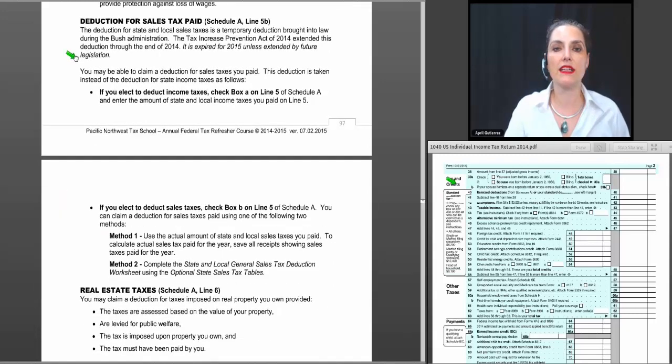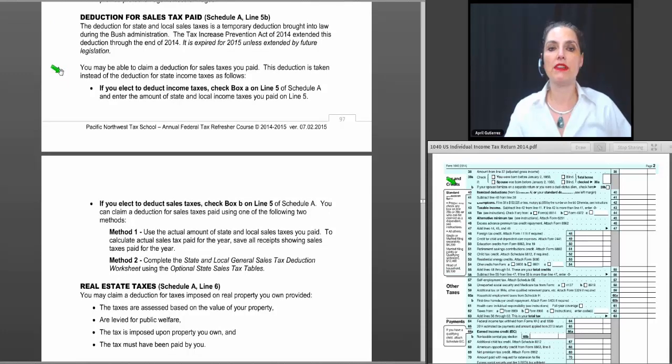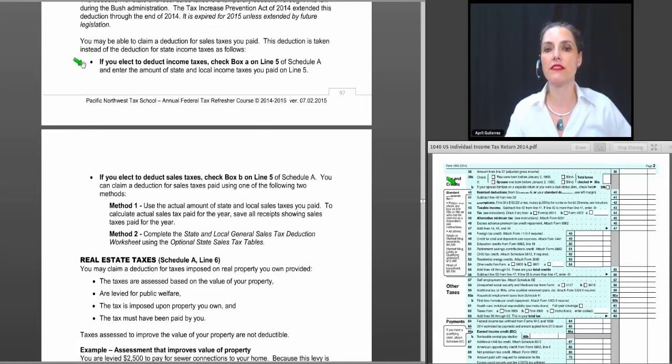Deduction for sales tax paid, claimed on Schedule A, line 5B. The deduction for state and local sales taxes is a temporary deduction that was brought into law during the Bush administration. The Tax Increase Prevention Act of 2014 extended the deduction through 2014, but it is now expired for 2015 unless it is extended by future legislation. You may be able to claim a deduction for sales tax you paid. This deduction is taken instead of the deduction for state income taxes as follows. If you elect to deduct income taxes, you will check box A on line 5 of Schedule A and then enter the amount of state and local income taxes that you are deducting.